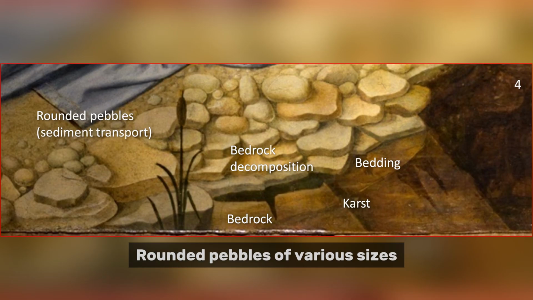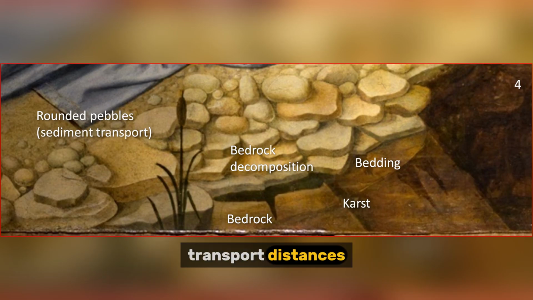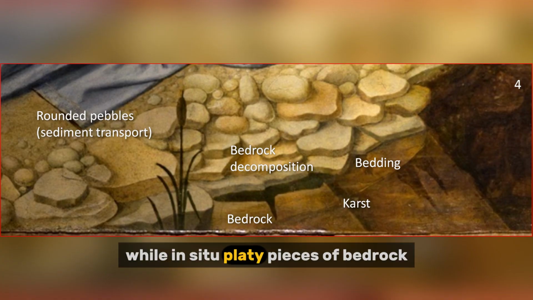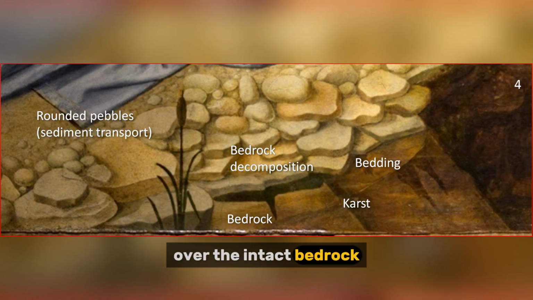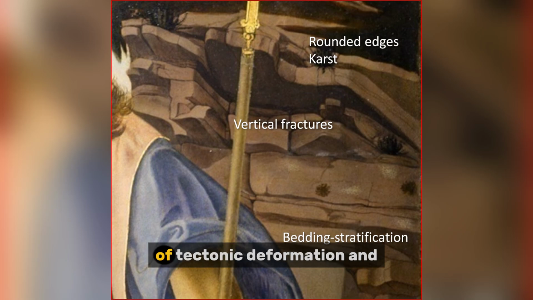Rounded pebbles of various sizes on the bank show different transport distances, while in situ platy pieces of bedrock slightly retain the stratigeometry over the intact bedrock. Finally, the connection of tectonic deformation and karstification is shown on the right frame of the painting.